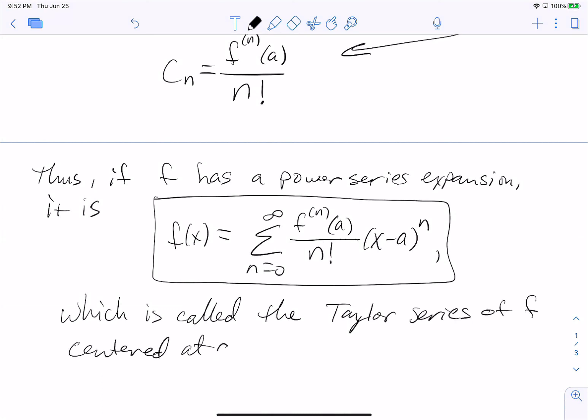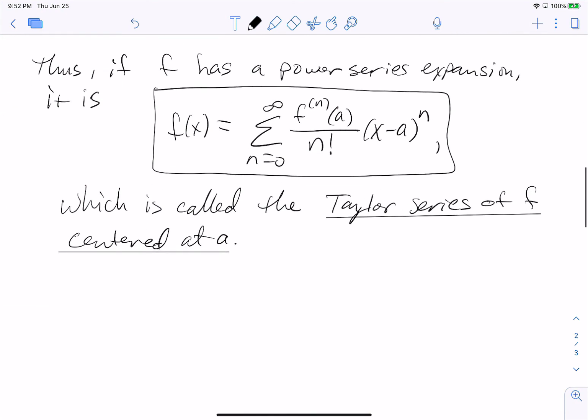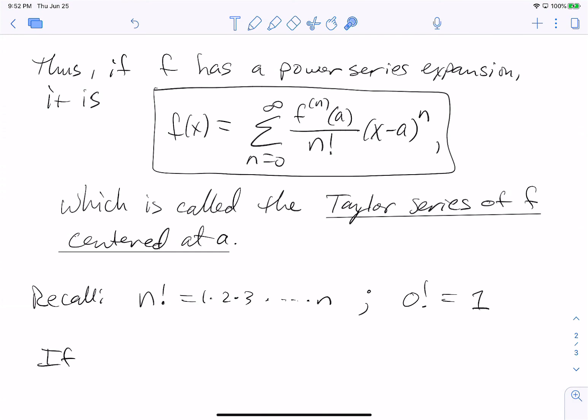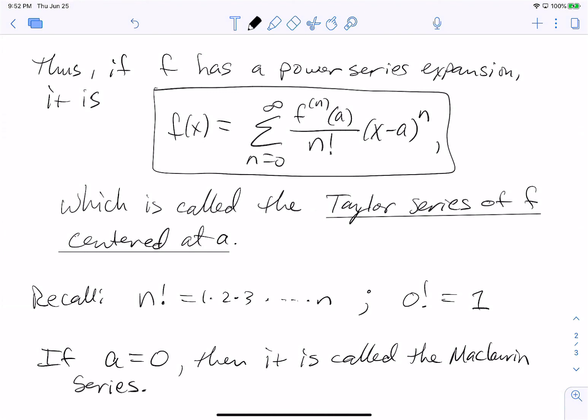centered at a. At this point, I will remind you that n factorial is equal to 1 times 2 times 3 times dot dot dot up to n, and that 0 factorial by definition is equal to 1. If it happens that the center of the power series is a equals 0, then it is called the Maclaurin series. So the only difference between a Taylor series and a Maclaurin series is that for the Maclaurin series, a is 0. For the Taylor series, a is anything but 0.